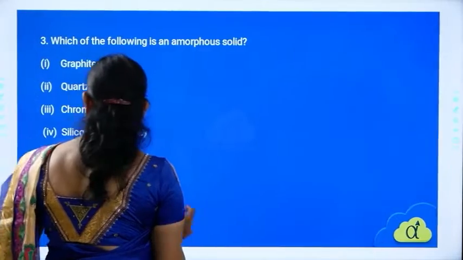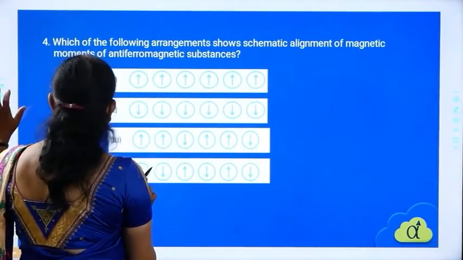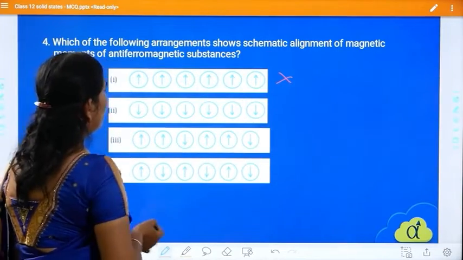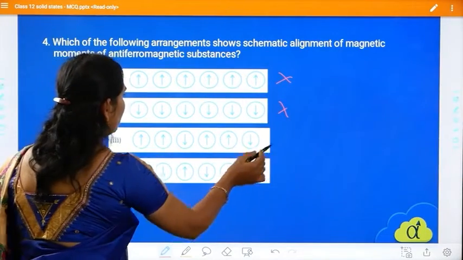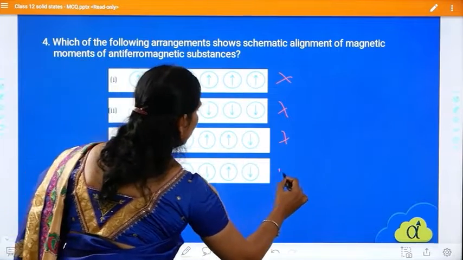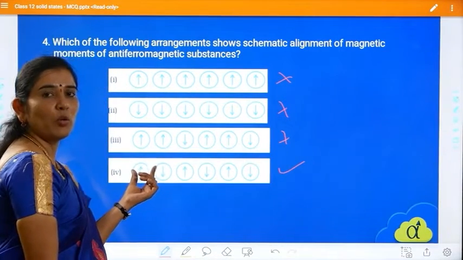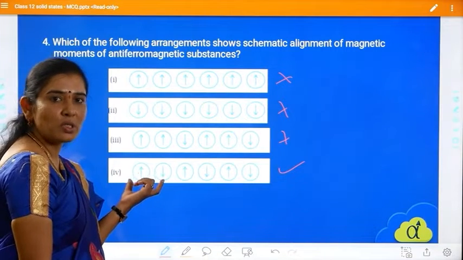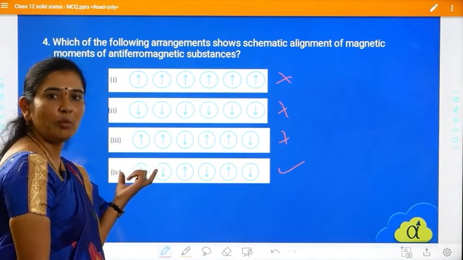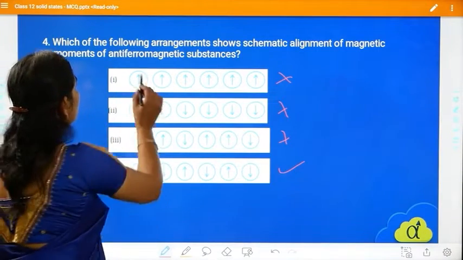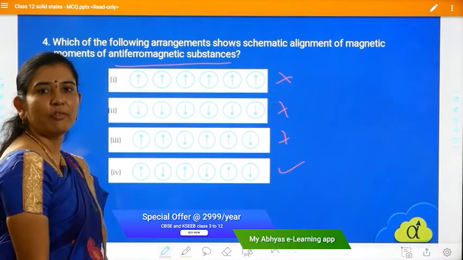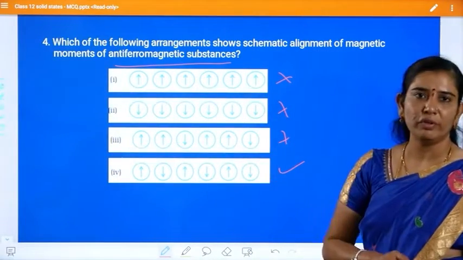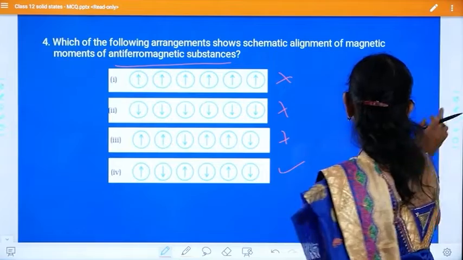So this is not the answer, and even this is also not, and this is also not. Now what is the correct answer? Please look here. The domains are moving in opposite directions. The parallel domains are moving in opposite directions, thereby the net magnetic moment gets cancelled with each other. Such substances we call antiferromagnetic substances. So the correct answer is the fourth one for this question. Okay, fine.